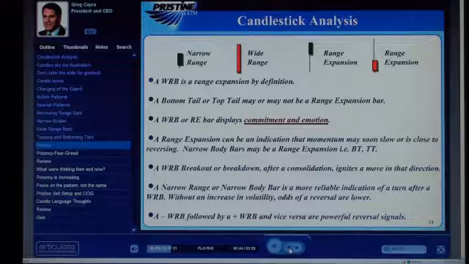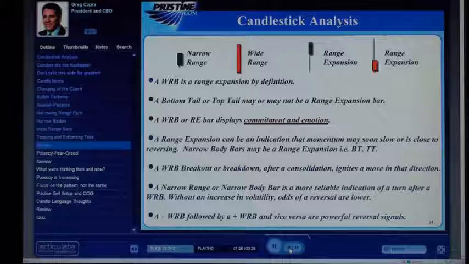Wide range bars and range expansion bars display commitment and emotion. This is what we're focused on. What others believe, what are their expectations, looking at those patterns. How committed are they to what has just occurred? A range expansion can be an indication that momentum may soon slow down or is close to reversing. So a wide range bar that has occurred after multiple bars moving in one direction is an indication that momentum may soon slow or may be close to a reversal. Narrow body bars may be a range expansion, meaning a bottoming tail or a topping tail bar.